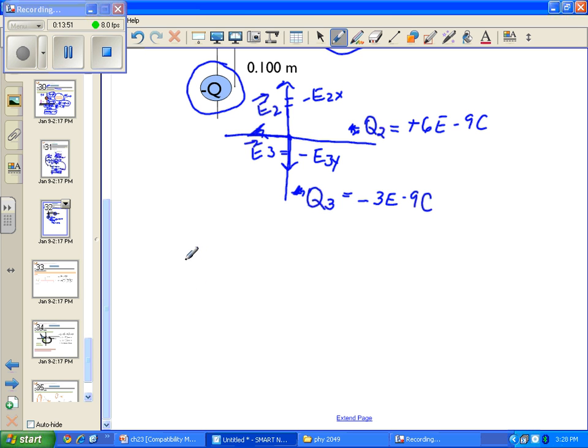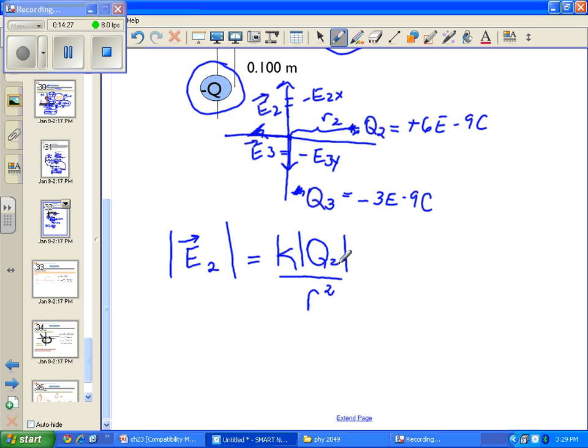Just like we did with Coulomb's law in the problem in part 1, we are now going to first obtain the magnitudes of these vectors. E2 is given by k times the magnitude of Q2, and this is very important. Q2 is positive, so it doesn't matter there, but it will when it's Q3, divided by the distance of separation. We can call this R2, and of course it's squared.